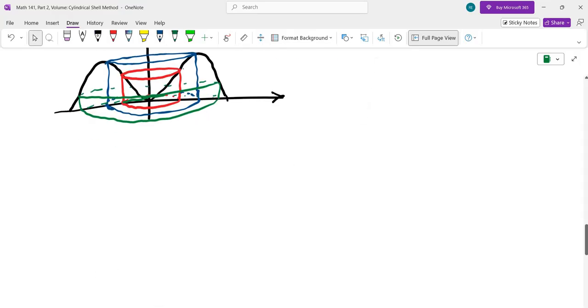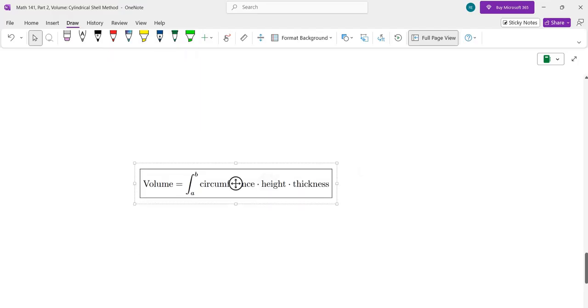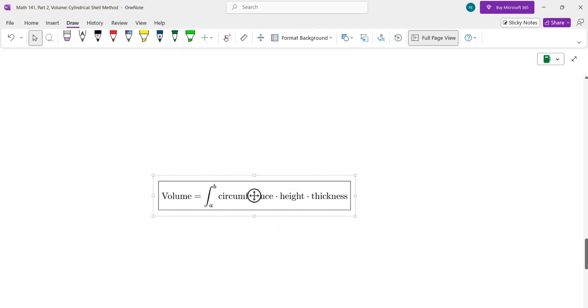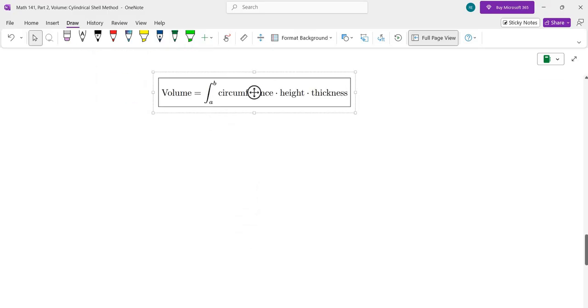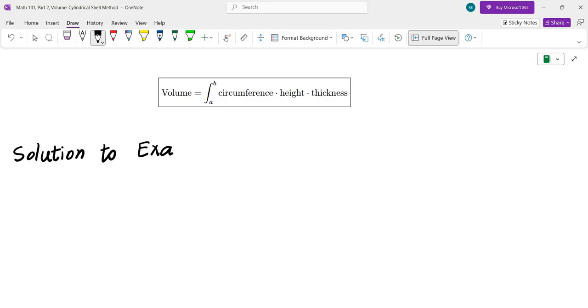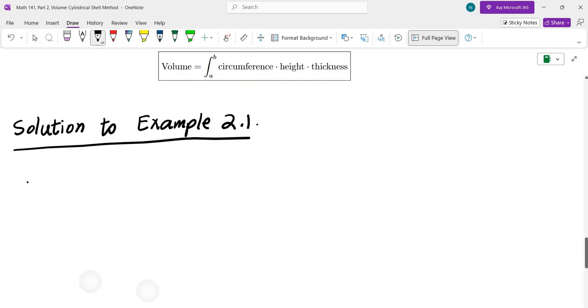So the formula for the volume then becomes circumference, height, thickness. This is the formula for the volume using the cylindrical shell method. So now let's solve the problem that we started at the beginning. So solution to example 2.1 up there. Okay, so the volume is going to be the integral.